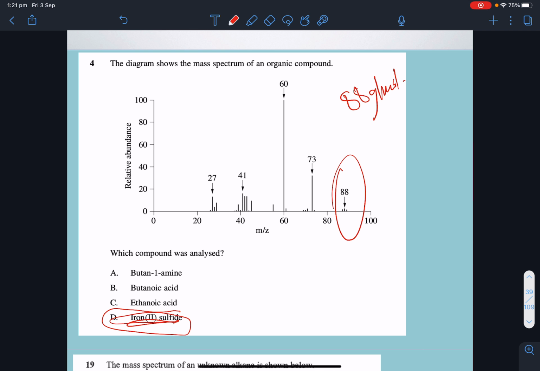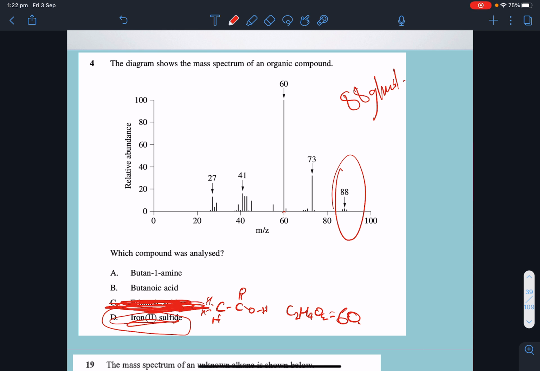Okay, so butanoic acid, let's draw ethanoic acid and get a formula for it. So it's C2H4O2. So it has a molar mass of 2 times 12 plus 4 times 1 plus 2 times 16, which equals 60. So the largest peak we should see for ethanoic is 60. No, I mean the largest is in mass to charge. No, that's our base peak. It's not ethanoic acid.